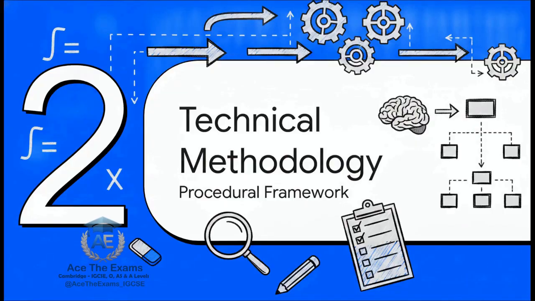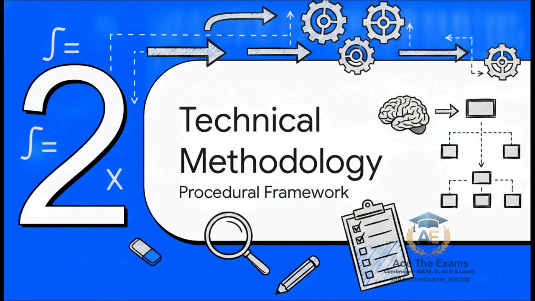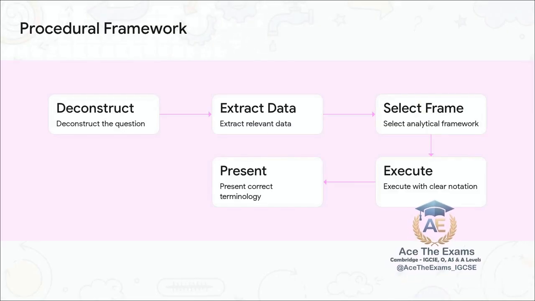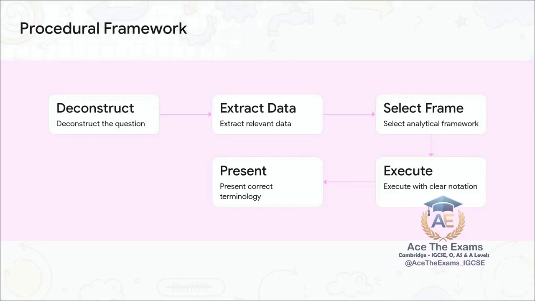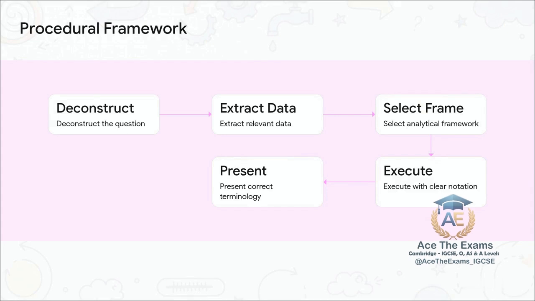Section 2. The technical methodology. This is where we turn theory into practice. So how do we absolutely guarantee we get those method marks every single time? We use this strict 5-step procedural framework. Let's walk through it together.